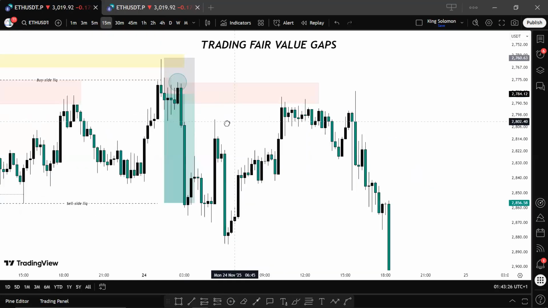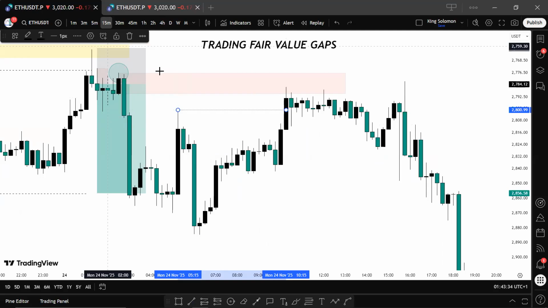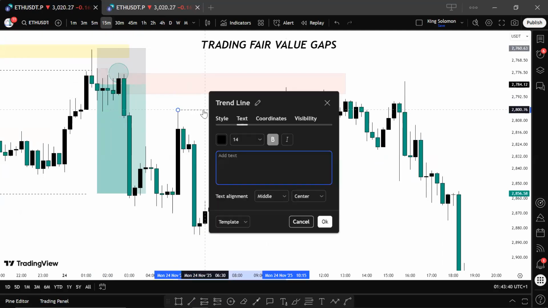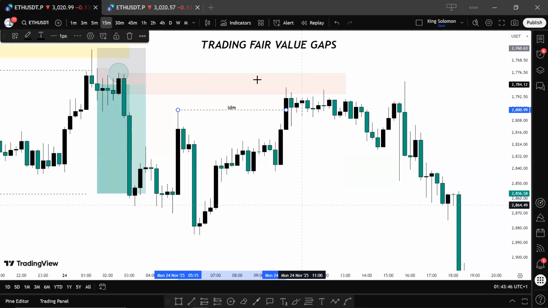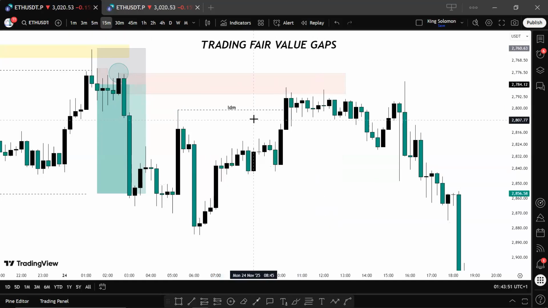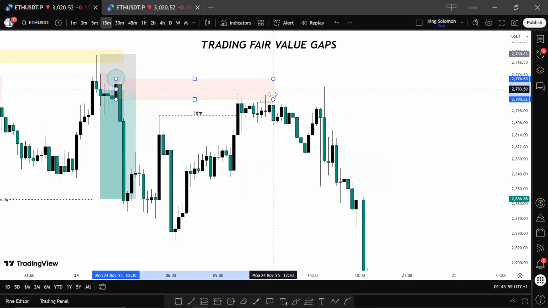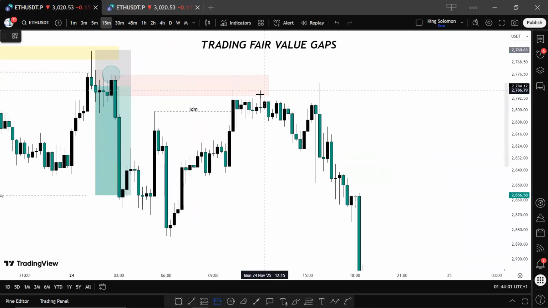And then price even gave us something very sweet: an inducement close to our point of interest. So I'm going to mark this as an IDM, all right? Yes, an IDM. So price came for an inducement and went back to break the low. What does that tell you? That tells you that this is a very strong setup, and you can just put it as an A plus setup.